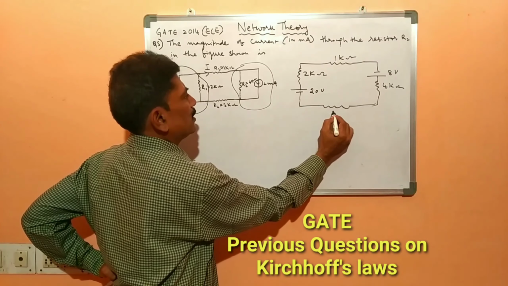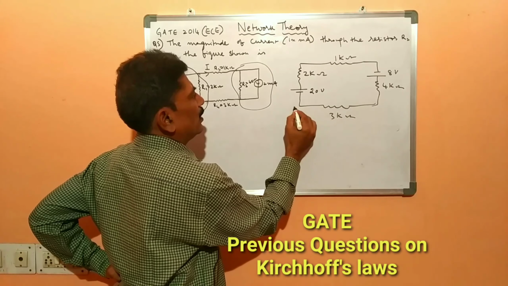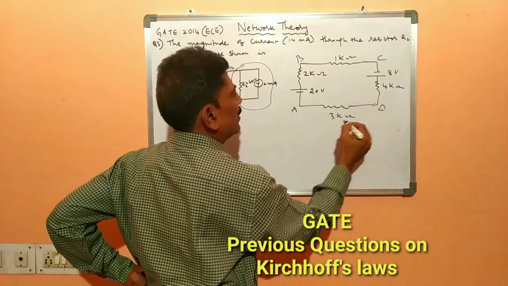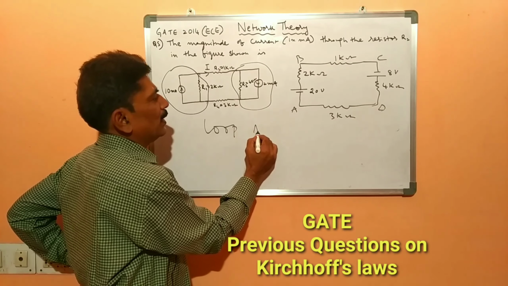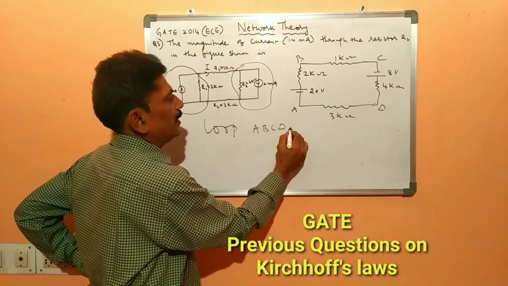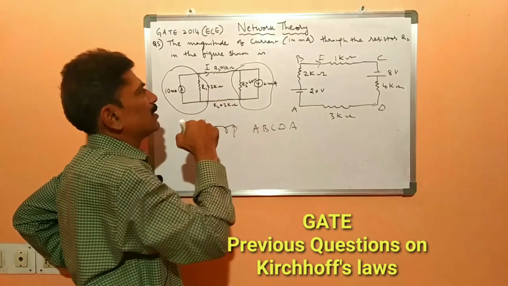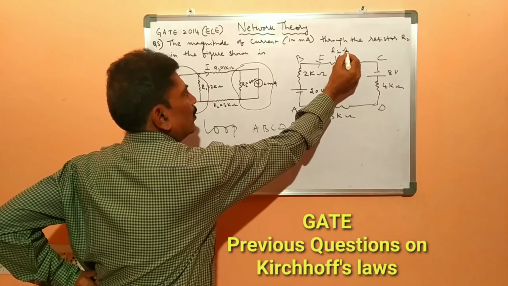The resistance of this resistor is 3 kilo ohms. Let the nodes be A, B, C and D. Let us apply Kirchhoff voltage law to the loop A, B, C, D, A. Okay, let I be the current through the resistor R2. So this is R2.